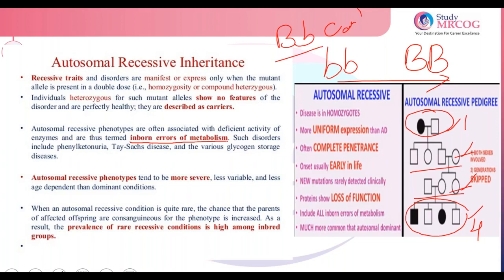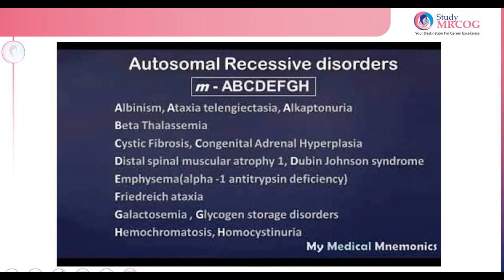So it is homozygous, often with complete penetrance. The onset is usually early in life and includes mostly all inborn errors of metabolism, and they can skip a generation. And remember, to present as disease, they should be homozygous. If they are heterozygous, they will be carriers. Okay, let's look at some examples of autosomal recessive.